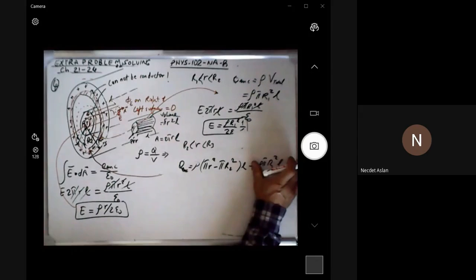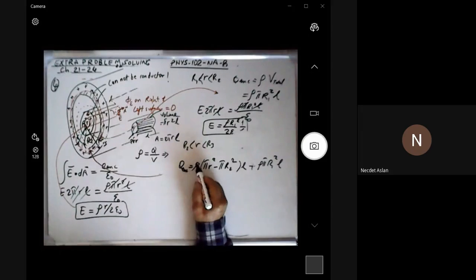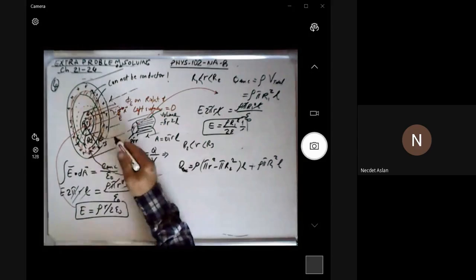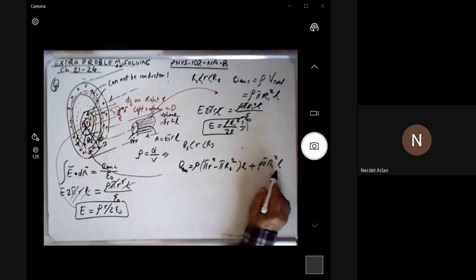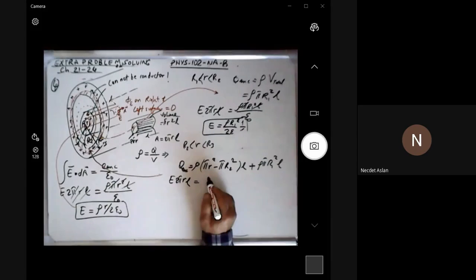So this is the inner part plus the outer part, but just the difference between the radii. You have to be careful because it's just this little volume that we are considering. Of course, these surface areas are multiplied by L to get the volume. So this is Q enclosed. If this is Q enclosed, then simply we have E times 2 pi R L as before equal to this charge, Q enclosed, divided by epsilon 0. So now how can we write this as simply as possible?